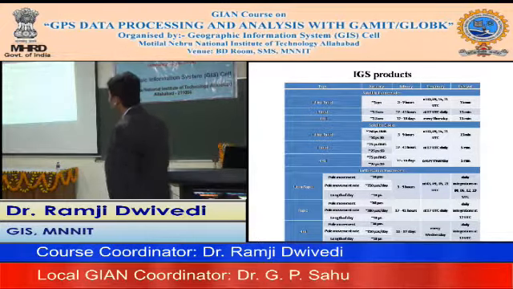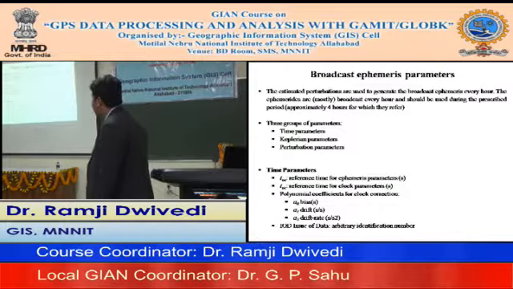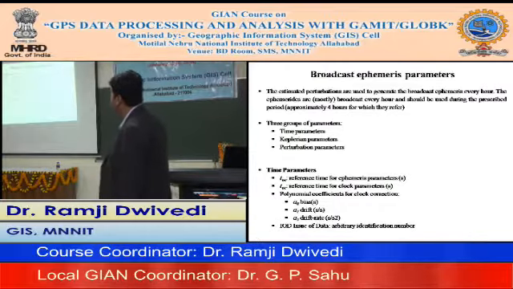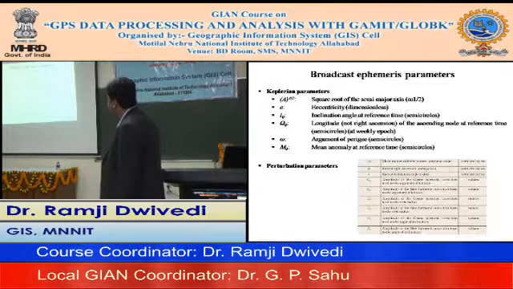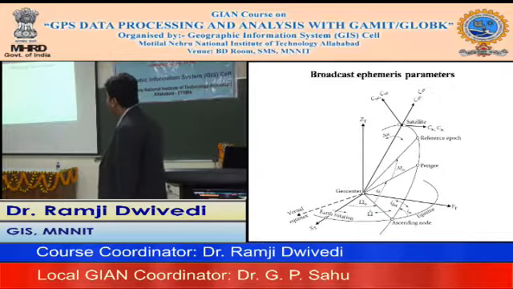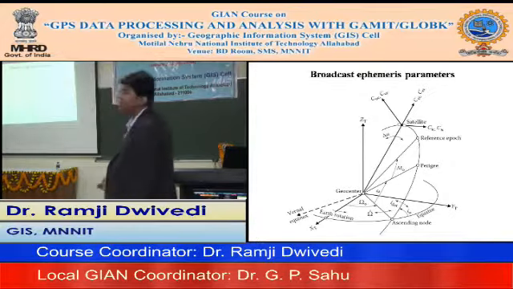So it's a summary of the 3 parameters: time, Keplerian, and the perturbation parameters. Again, the summary of all the 3 broadcast ephemeris parameters. And these are the forces which I was talking about. So changes in inclination, we also consider the forces, and the position at the reference epoch. So these are the basic figures which we consider for understanding the motion of the satellite in space.